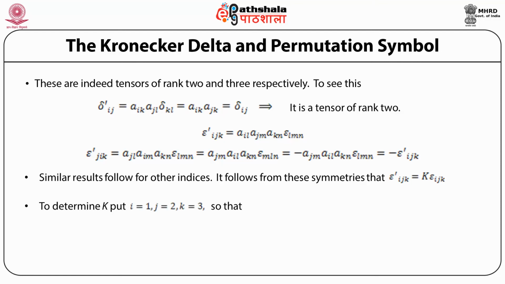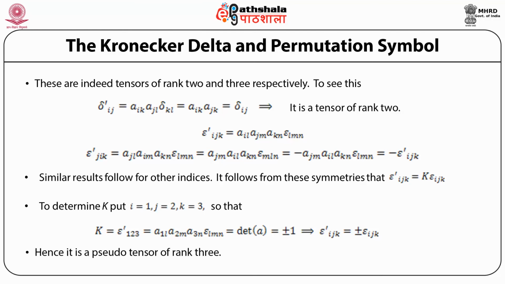To determine k, put i equals 1, j equals 2, k equals 3, so that epsilon dash 123 equals a1l, a2m, a3n, epsilon lmn, which equals determinant a, equals plus or minus a. This implies that epsilon dash ijk equals plus or minus epsilon ijk. Hence, it is a pseudo-tensor of rank 3.